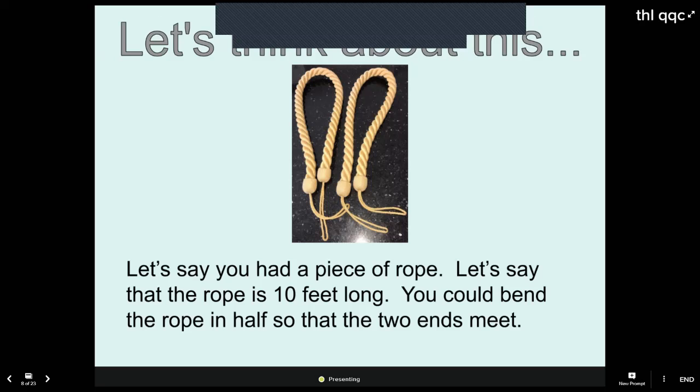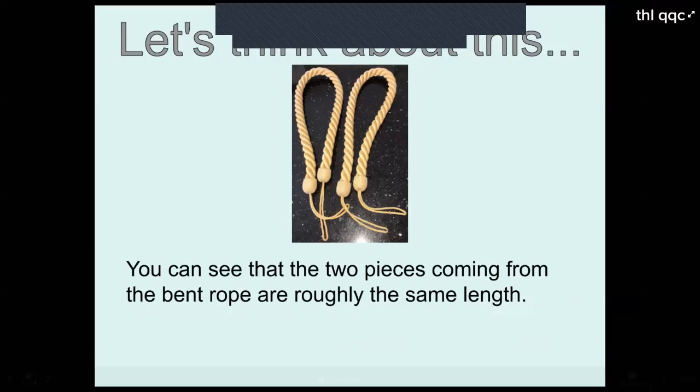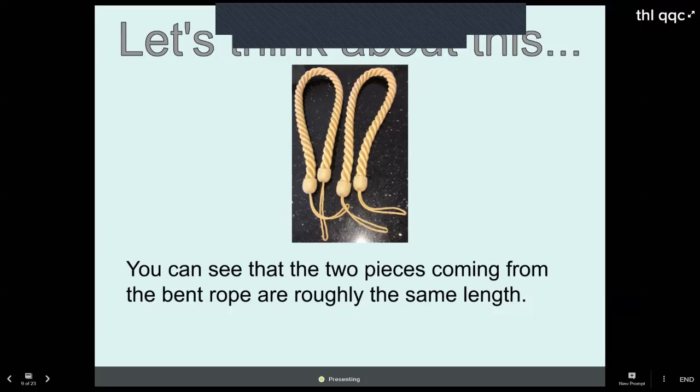So let's think about this. Say you had a piece of rope and it was 10 feet long and you bent the rope in half like this. You had like a loop. All right, the two legs of that rope, the two things that are coming down, are about the same length, right? And that's just a piece of rope. Rope is not going to be as exact as math, like theoretical math type problems are going to be.